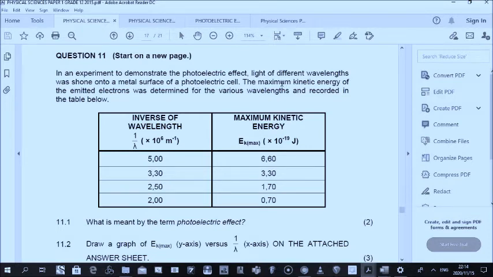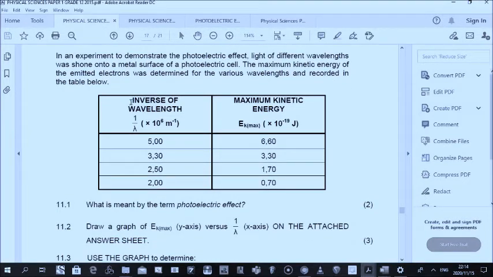Now when that experiment was done, the maximum kinetic energy of the emitted electrons was determined for the various wavelengths, and the inverse of the wavelength was recorded. By the way, this inverse of the wavelength has a name. It's usually called the wave number, but you don't need to know this by now in matric. I'm just letting you know that it has some physical meaning.